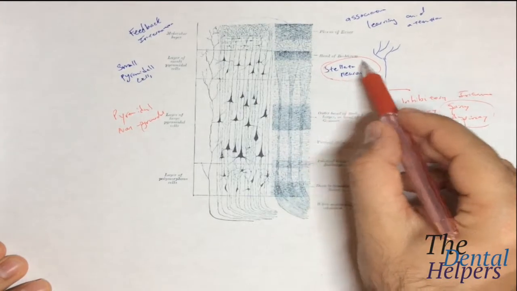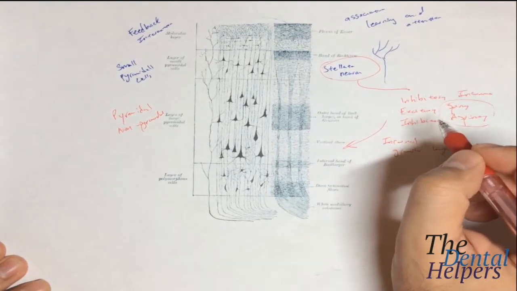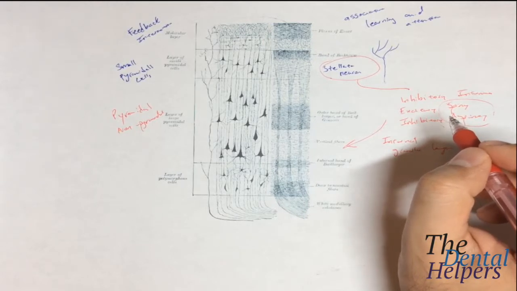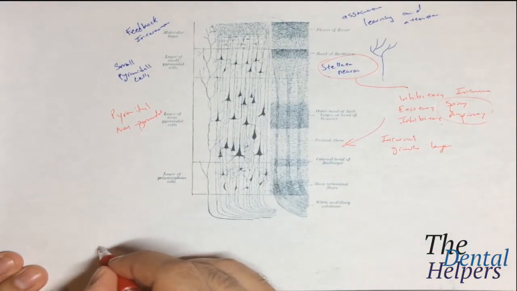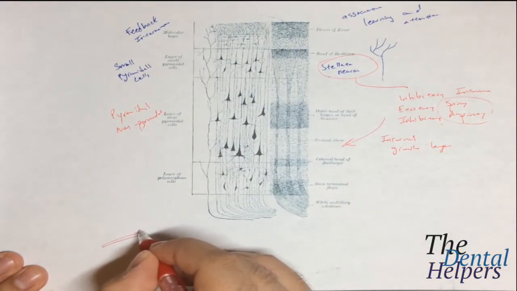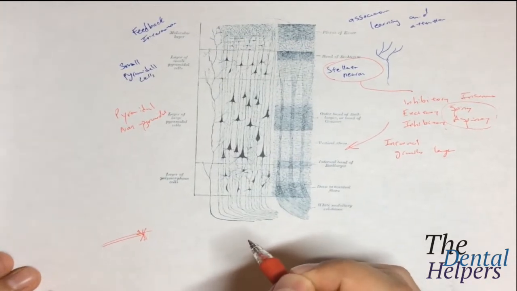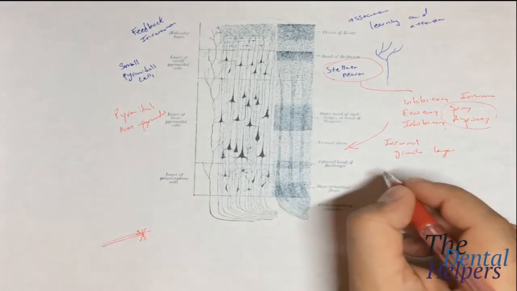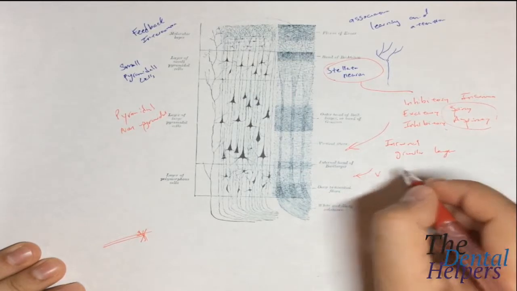And I should say the reason they called them stellate neurons is because they're star-like, and they're formed by dendritic processes coming from the cell body. So if you think about the cell body, as these are coming from the cell body, they almost look like stars, and so that's where the name comes from.